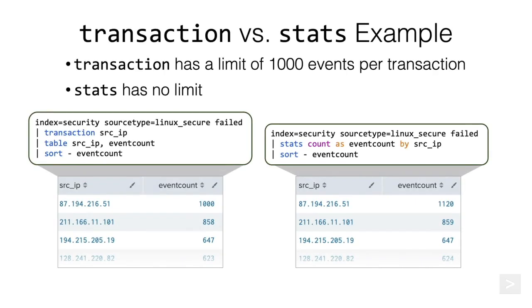Another difference between stats and transaction is that transaction has a limit on how many events can be grouped together within a transaction, and that is 1,000. Once that 1,000 limit is reached, a new transaction grouping will be created. However, the stats command does not have a limit, therefore it will keep the grouping.